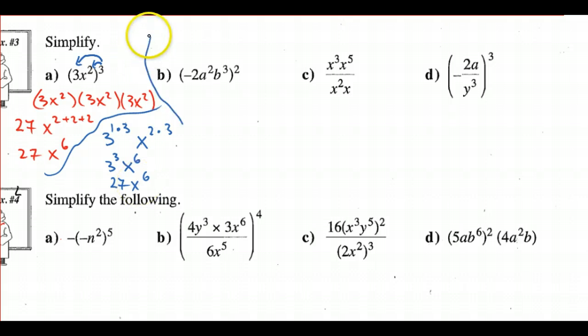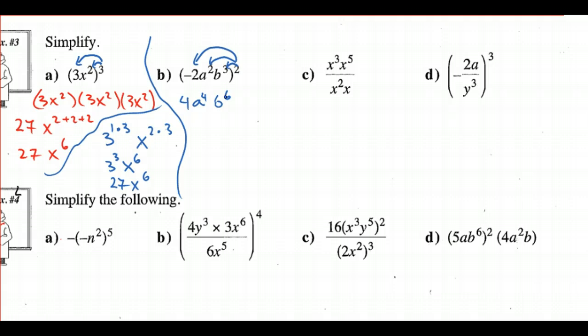Okay, so let's work on those ones for a bit here. Here we go. So everything gets the exponent. The -2, the a, and the b. So -2 squared is +4. A squared squared is a to the 4. B cubed squared is b to the 6.